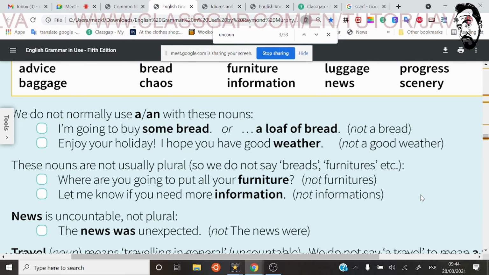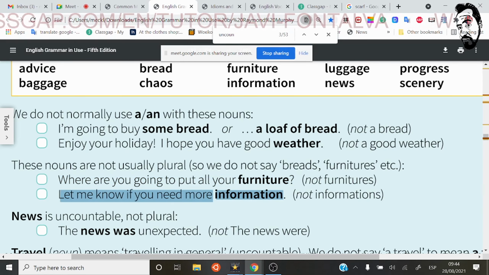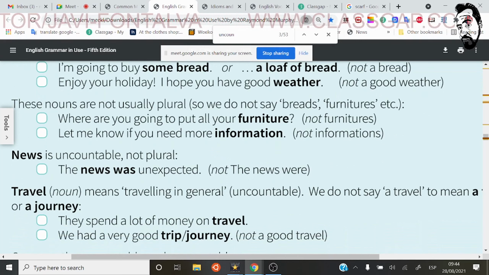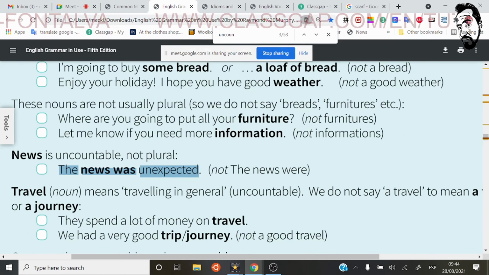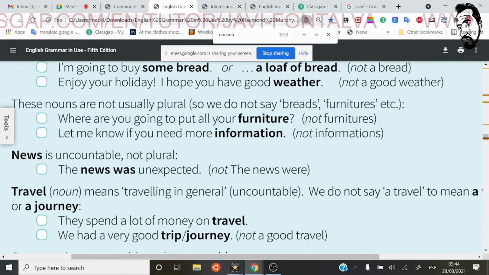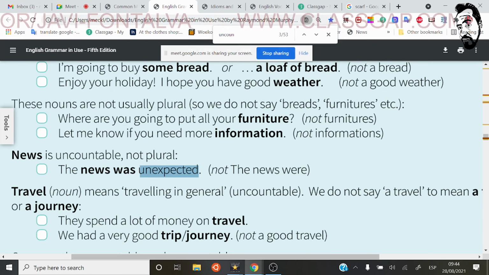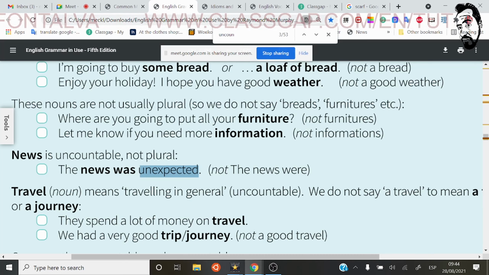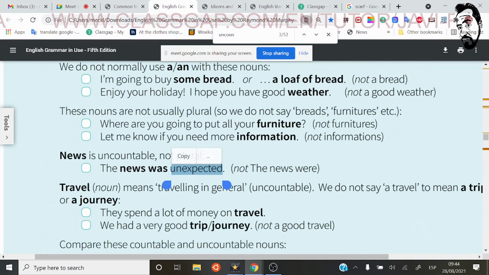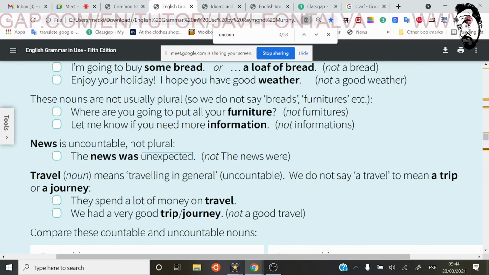Where are you going to put all your furniture? Perfect. Next one. Let me know if you need more information. Let me know if you need more. The news was unexpected. So unexpected is you didn't expect it. You didn't see it coming, yeah? You have no expectation of this, yeah? Yes. Okay.